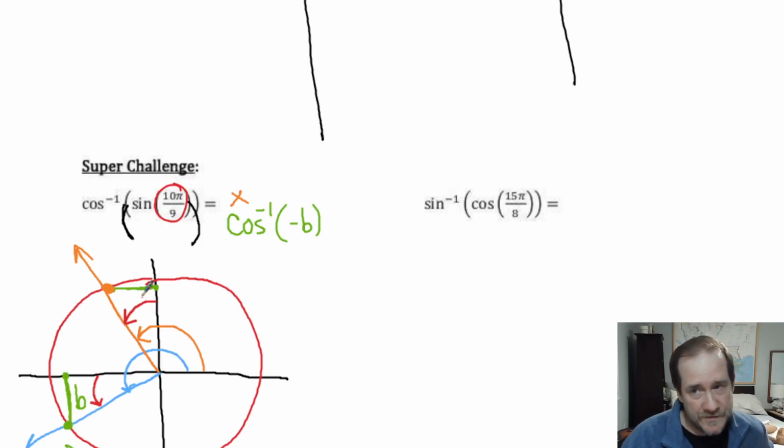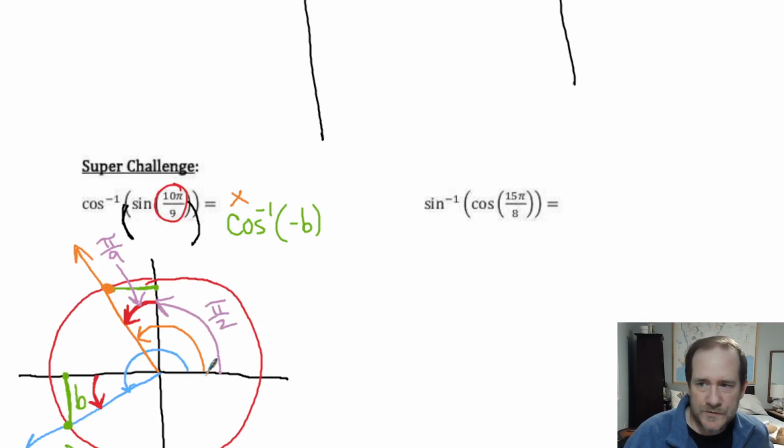That would be the symmetry of the situation: as far as I've rotated away from the x, I would now need to rotate that far away from y. And I know what this number is. We just said it's the reference angle of the blue, which is pi over 9. So if this red rotational angle is pi over 9, then this lavender rotational angle is pi over 2. So the orange rotational angle is pi over 2 plus an extra pi over 9.